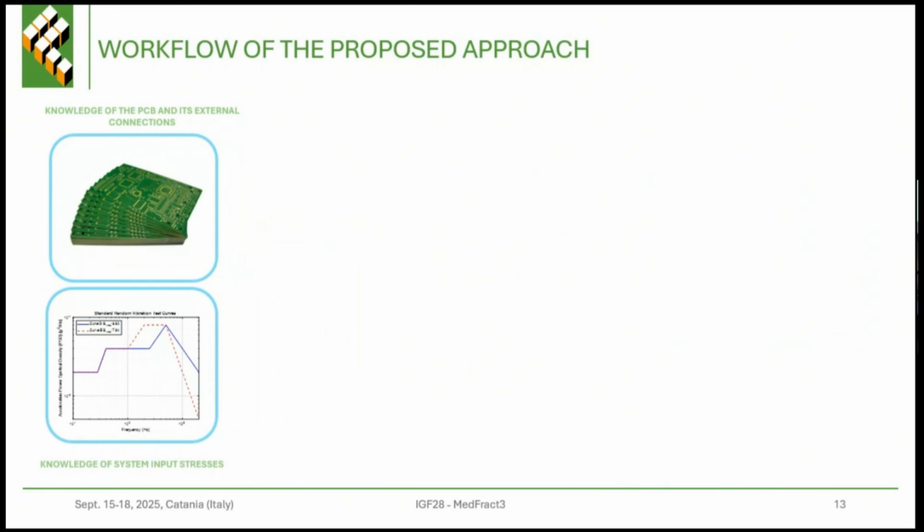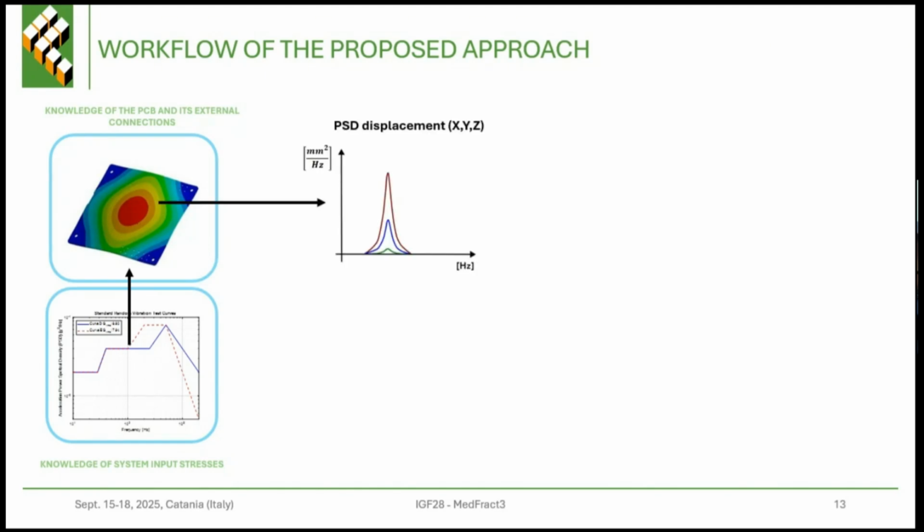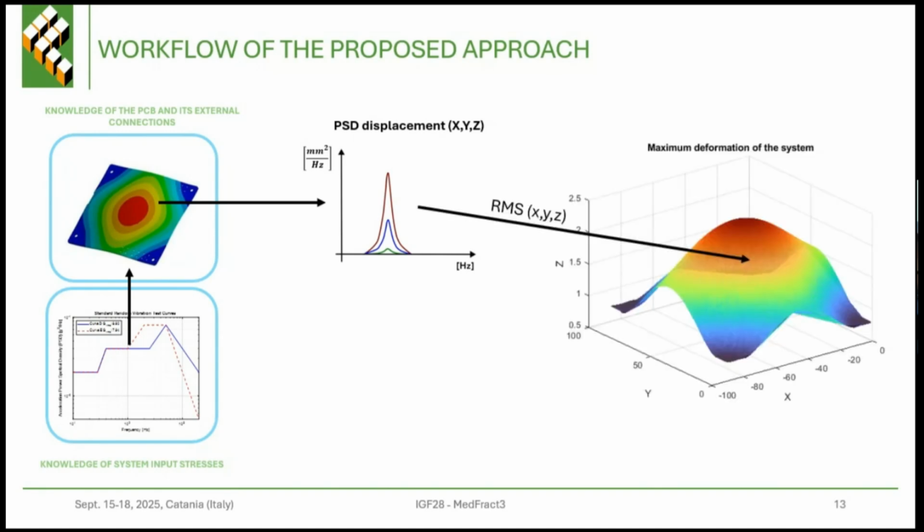From these two inputs, we can enter a finite element software, and from the dynamics of the system we can record the power spectral density of the displacement for each point of the PCB. With this, we can calculate, using the RMS value, the maximum deformation that the system can have. So at the end, we have this 3D plot that shows the maximum deformation of the PCB.